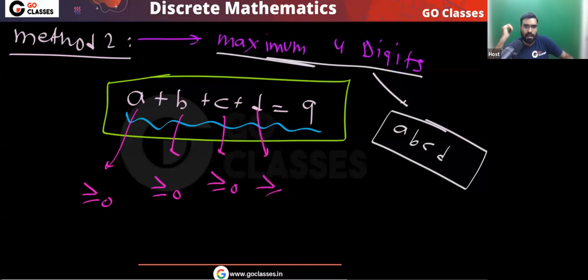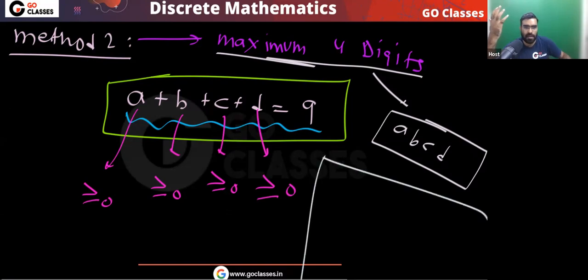Now tell me, how are 3-digit cases considered here? Just tell me. You make everything greater than or equal to 0. Now, how are 3-digit cases considered here? Tell me, anyone? By making this a 0. Yes or no? By making this a 0, you can consider 3-digit cases.